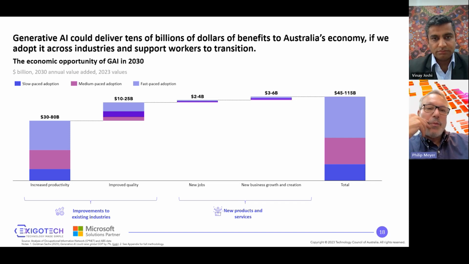And they came back and said, we believe that at the slow, medium, and fast levels of adoption of what you're advocating here, Microsoft, we could see increases in productivity and increases in our economic output, anything from $45 to $115 billion. So improving, again, productivity or quality of work, or potentially even creating not new jobs, not losing jobs, but creating new jobs, and also business growth and creativity, new forms of media, new sorts of output. So this is pretty good news. It's actually very good news.